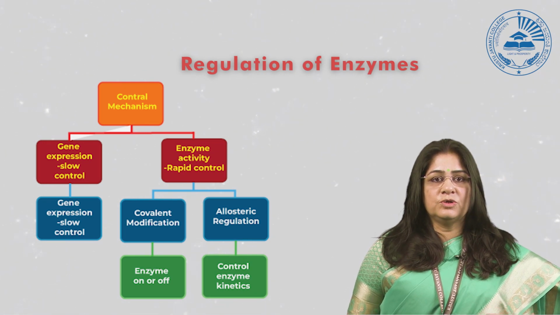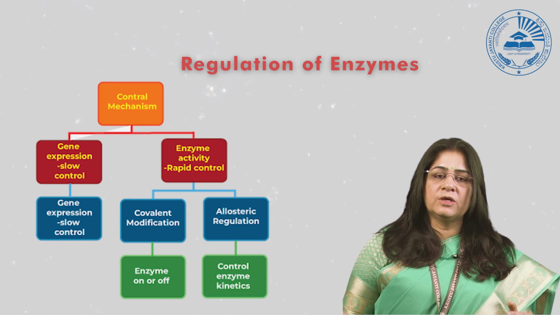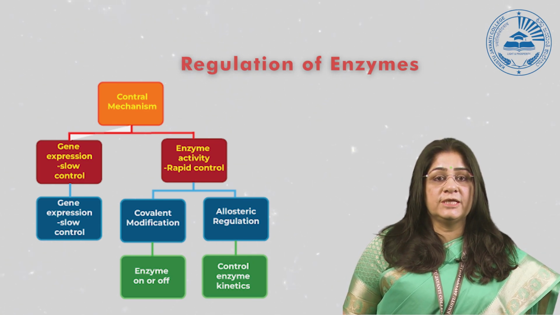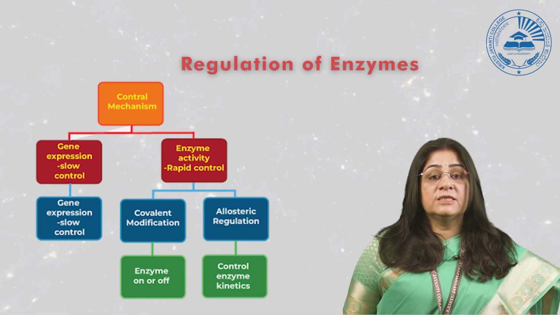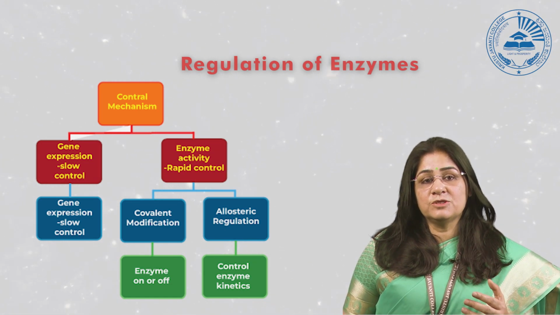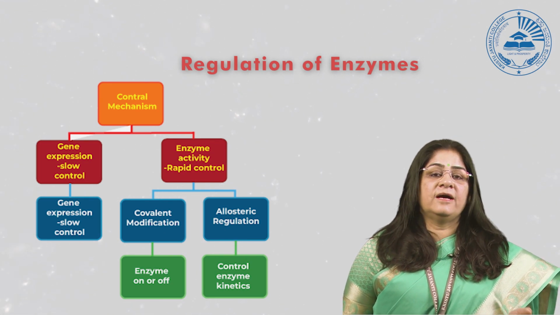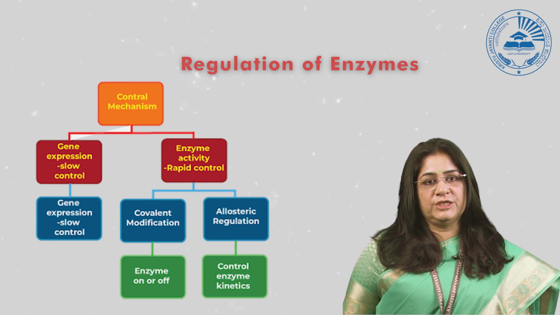These can be controlled. Basically, you remember there are two mechanisms. One is a slow control one, which targets gene expression, aiming at the synthesis of the enzyme, and the second one is what is called the rapid control one, where you have two classes. One is covalent modification and the other one is allosteric modification.